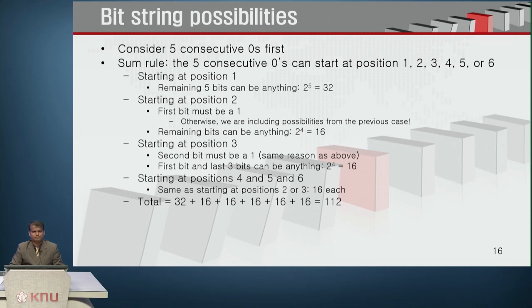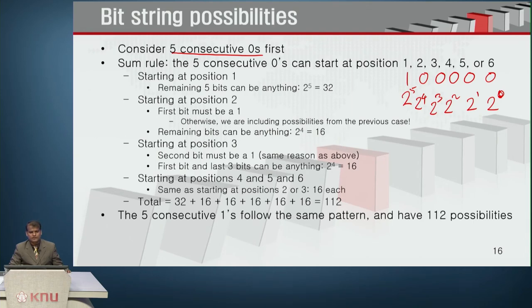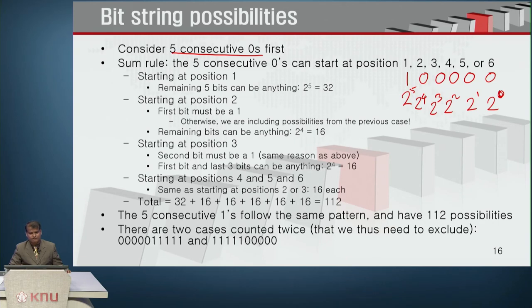So initially the starting position of 1, and you can see how the whole thing happened. If you want to look at how things might work out, you can check it out. We are talking about 5 consecutive zeros, and these are the positions at which they occur. Say, for example, this is 2 power 5, this is 2 power 0, 2 power 1, 2 power 2, 2 power 3, 2 power 4 and 2 power 5. So that's how things would work out. Five consecutive ones follow the same pattern and have 112 possibilities here. So here are some examples that you can look at.